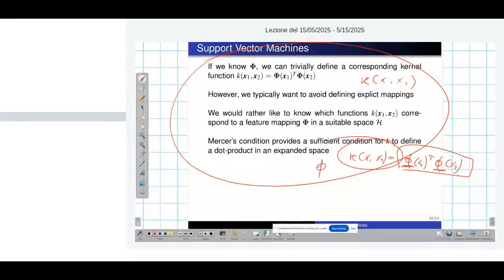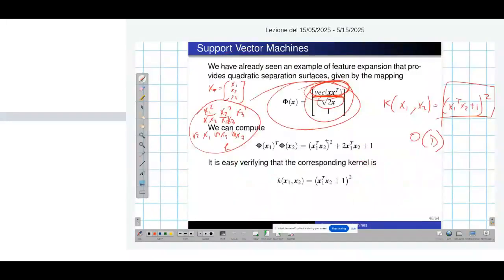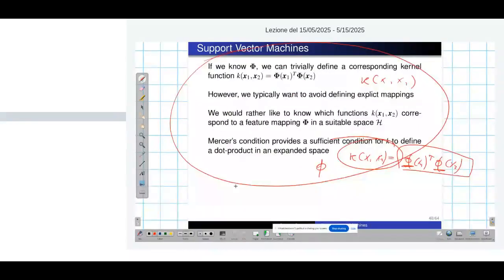If we have a feature expansion, then we have a kernel function k. Then typically we would like to have a kernel function that computes the same thing, but in an efficient way. But that's a different question. Then we can ask the opposite. Which functions of two variables correspond to a mapping phi? And can we do a mapping that is general enough that it allows us to obtain more complex decision boundaries?